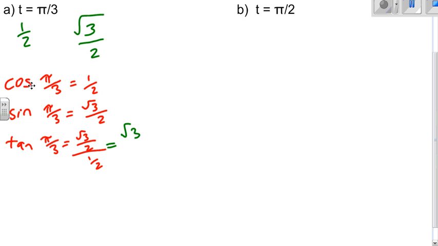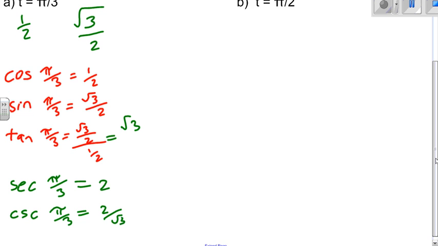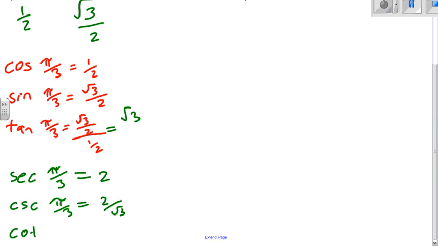And then secant matches up with cosine. So it'd be 1 over 1/2, which is just 2. Cosecant matches up with sine. It's 1 over sine. So it flips the fraction: 2 over square root of 3. And last, cotangent flips tangent, so it'd be 1 over square root of 3.